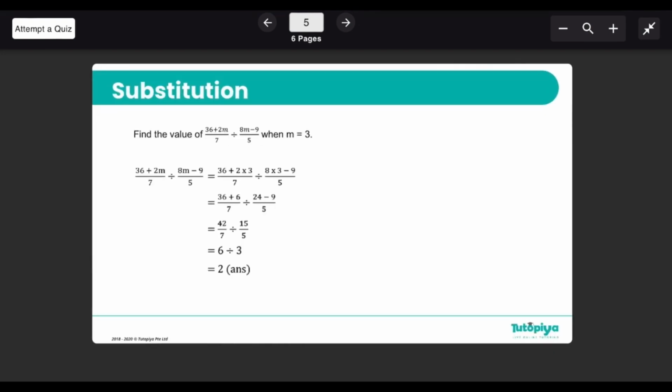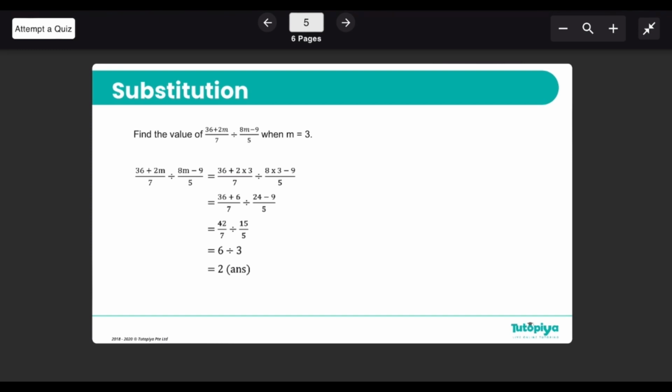And if you see complicated examples such as this too, even then it's best if you can simplify the substitution first. So 2m is 6 when you substitute it in, and you have 8m, which is going to be 24. When you put it in, you then simplify the numerator of the fraction. So 36 plus 6 is 42. 24 subtract 9 is 15. And then you can divide the respective fractions. So 42 over 7 becomes 6. 15 over 5 becomes 3. And then we're finally left with an answer of 2.